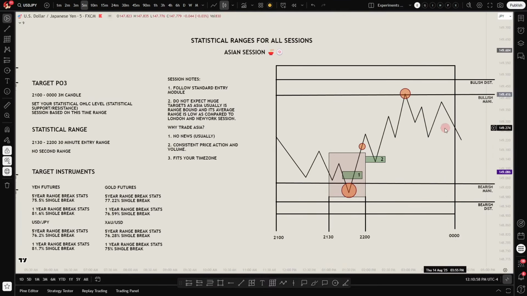Session notes. Always follow the standard entry module outlined earlier. Do not expect large targets. Asia typically trades in a tighter range compared to London or New York.